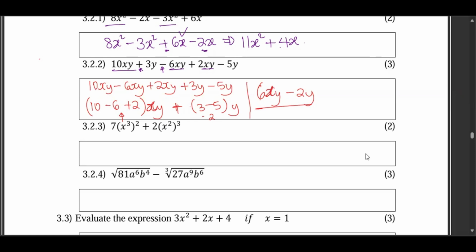Okay, we come to this one here. What is common here? First and foremost, we are simplifying using the rule number 4, the power to power. So here we have 7 into x to the power 6 plus 2 into x to the power 6, which gives me 9x to the power 6. 9x to the power 6. Okay.